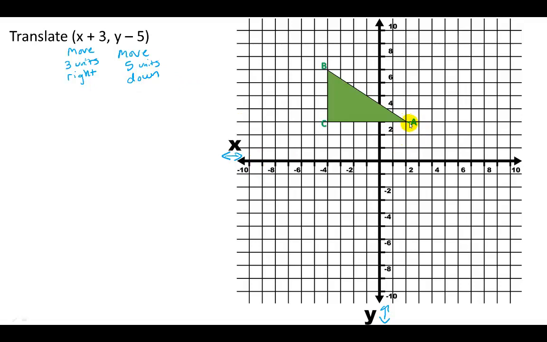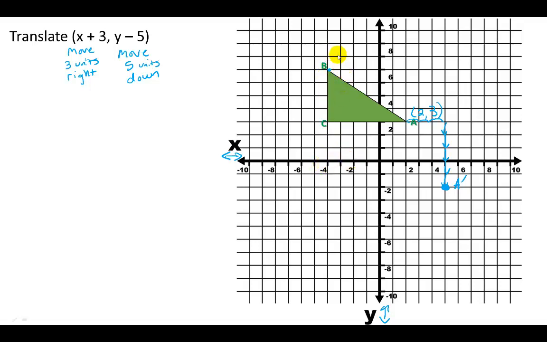A is at the point 2 over, 2 up, 1, 2, 3. So we could either just say, okay, we're going to move over 3, over 1, 2, 3, and then down 1, 2, 3, 4, and 5 to say this point here is going to be A prime. We could also, though, say instead of drawing our arrows, let's work with B.